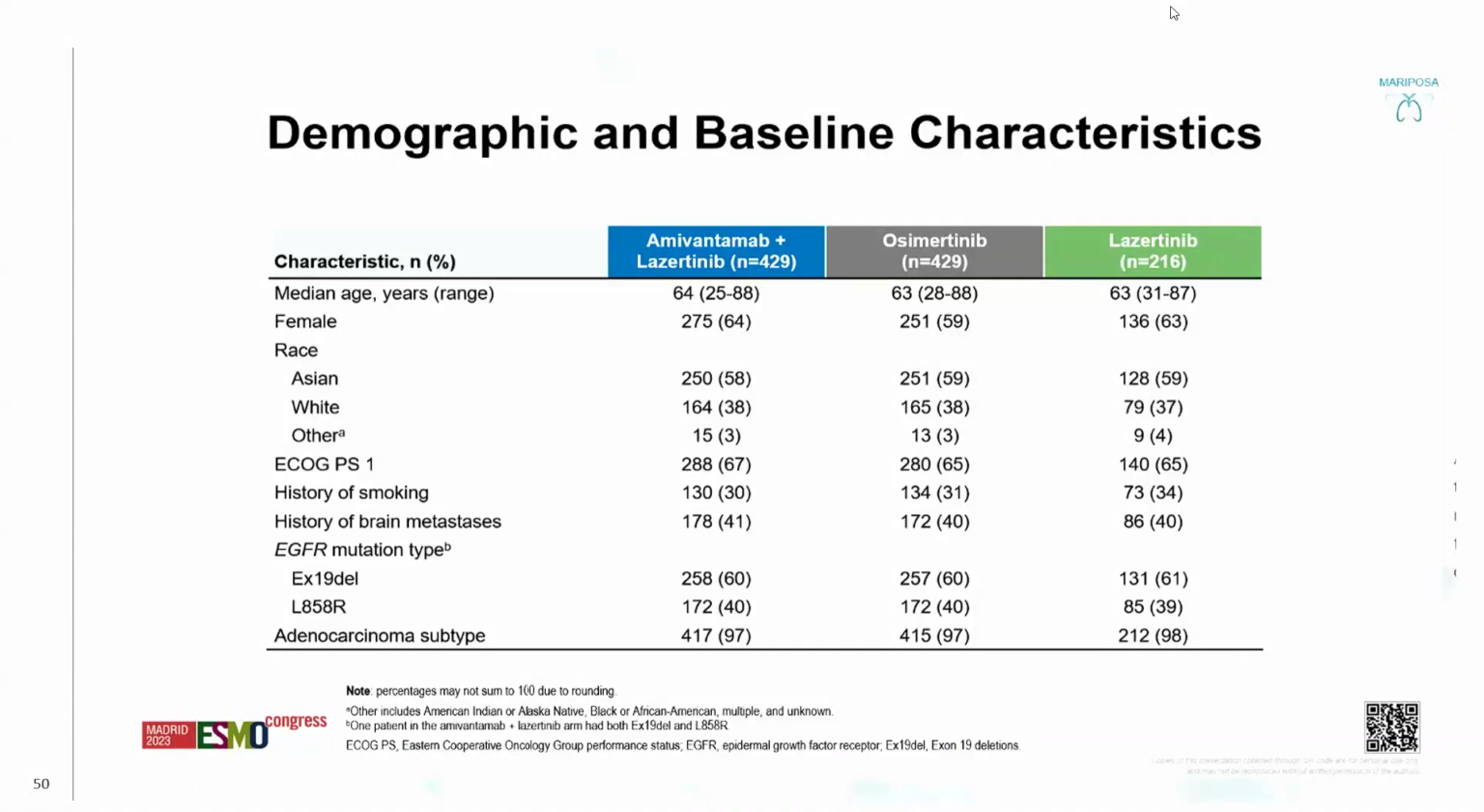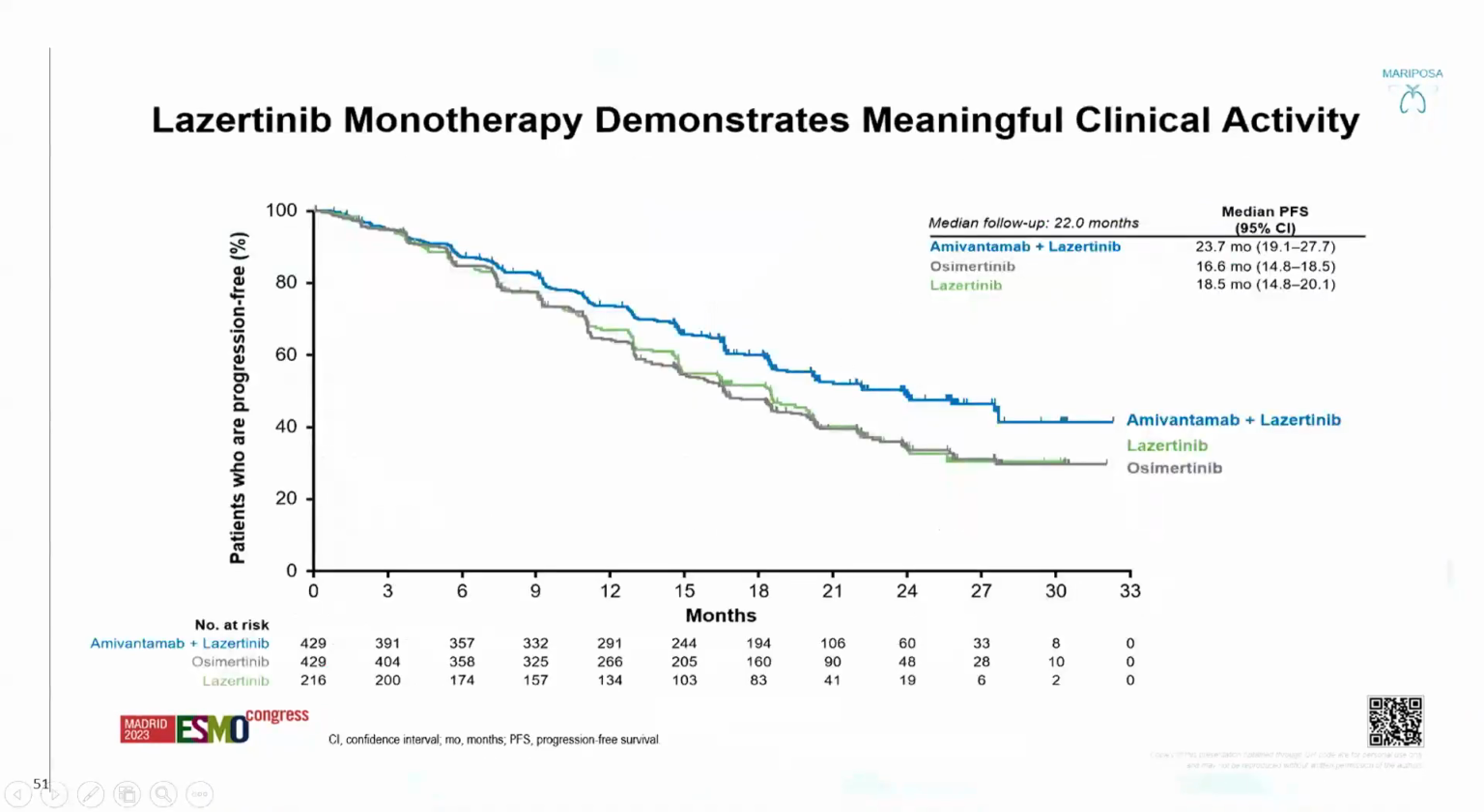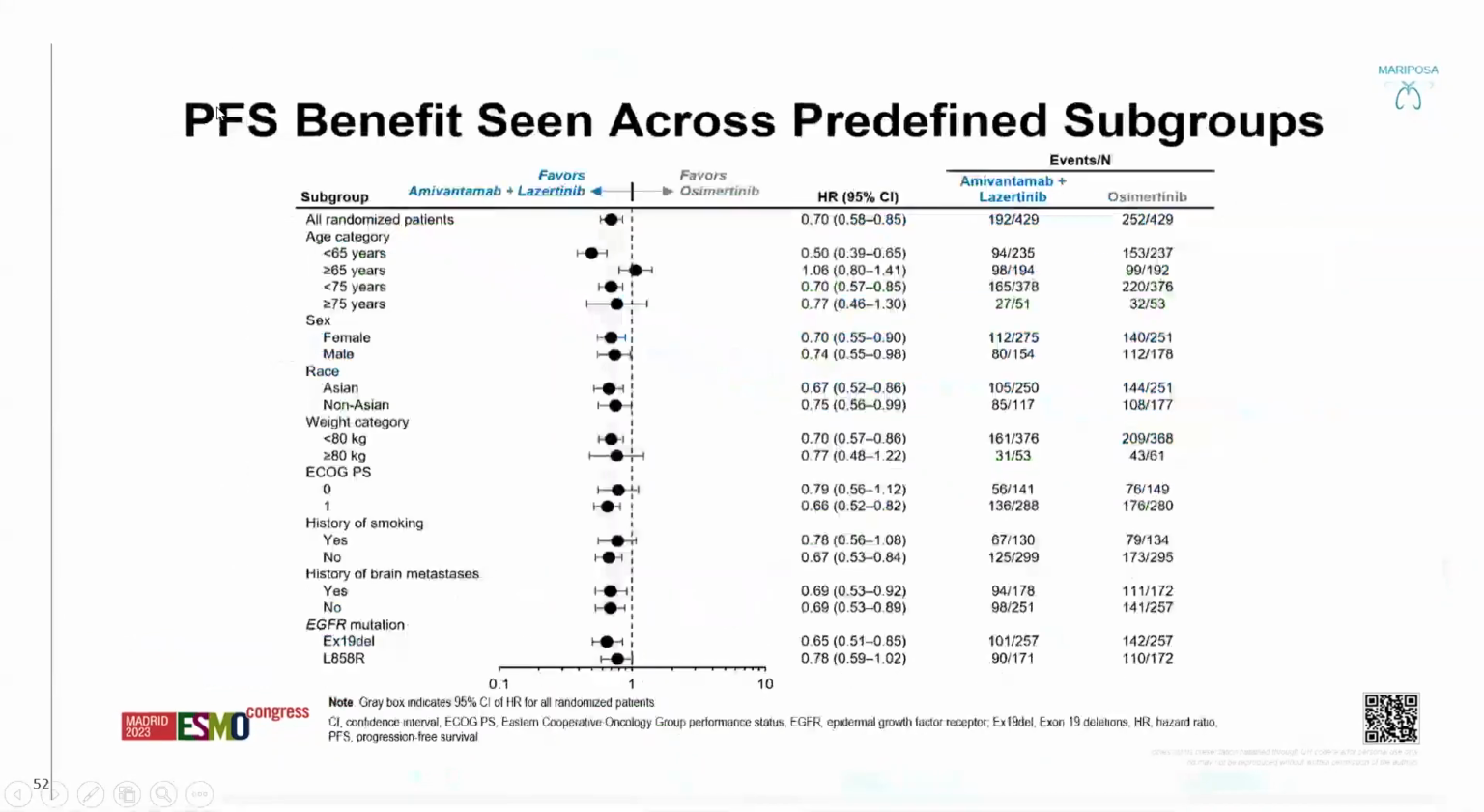These are the baseline characteristics, which were very well balanced across all the groups. Next slide. Lazertinib monotherapy demonstrates meaningful clinical activity. That's 18.5 months, which is slightly superior or equivalent to osimertinib. Amivantamab plus lazertinib definitely scored really well. That's 23.7 months. And next slide. All subgroups got a very good PFS benefit. Next slide.